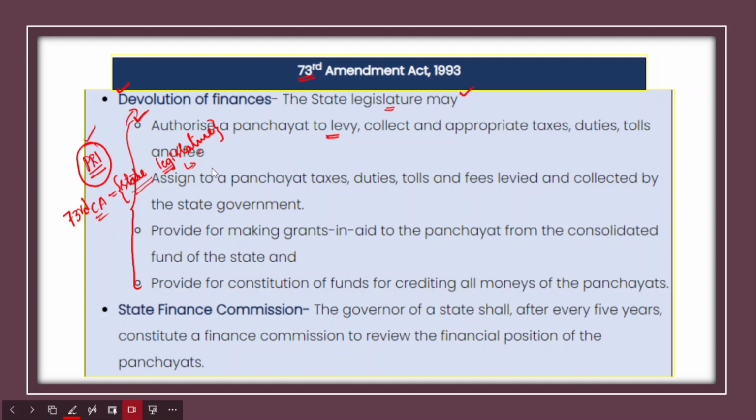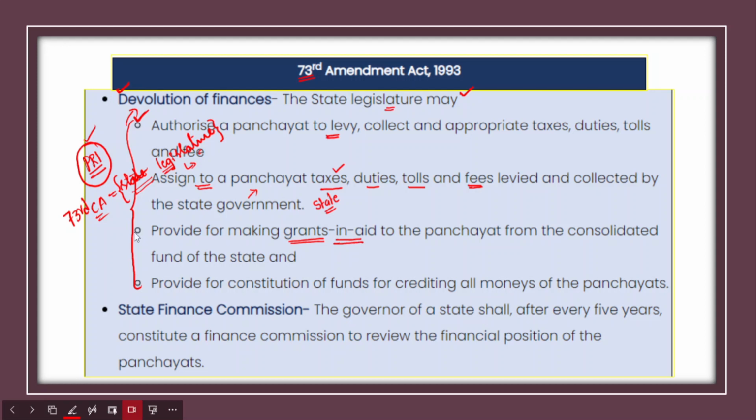Okay, so the second point says that the state legislative assembly can assign to a panchayat taxes, duties, tolls, and fees levied and collected by the state government. This essentially means that every year or once in 5 years, the state government may provide finances to the respective Panchayati Raj institutions from the taxes, duties, tolls, and fees it collects. But this is not a mandatory provision under the Indian Constitution. Apart from this, the state government can also make grants-in-aid to those panchayats.